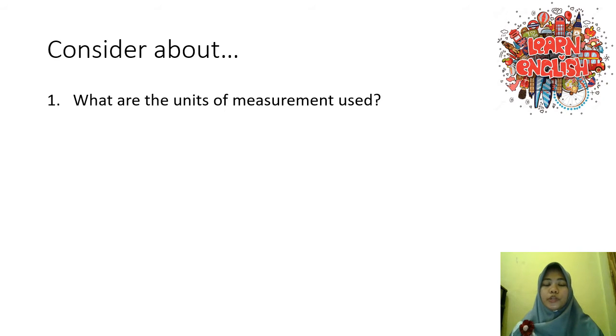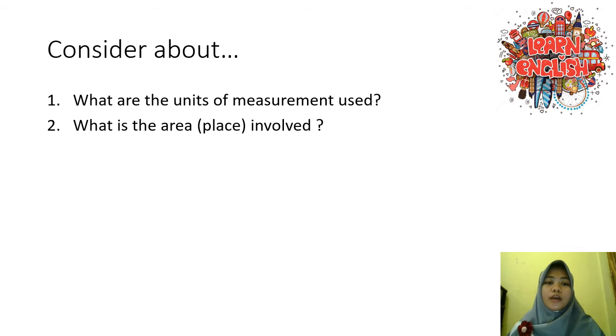Next, what you need to consider. The first one is what units of measurement are used. Is it the year, the tons, or is it about the scale, or the number of something? So you need to consider the units of measurement there. The second one, what is the area or place involved? Okay, I think it's quite clear.